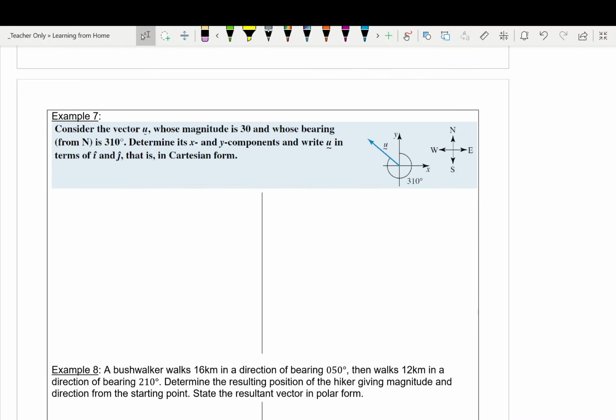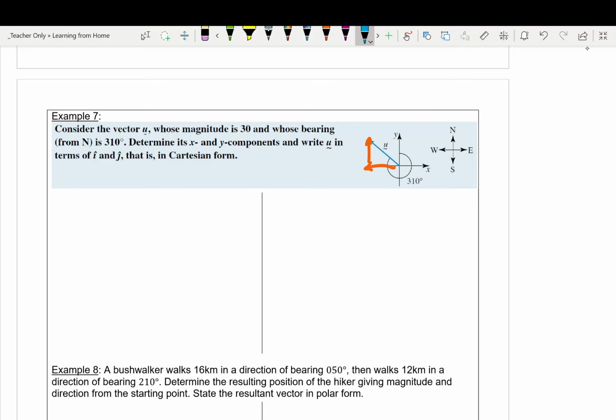So consider the vector u, whose magnitude is 30 and whose bearing from north is 310 degrees. Determine its x and y components and write u in terms of i and j, that is, Cartesian form. So if we were to split this into a triangle with its y component and its x component, we notice that x is going to the left. So already we know that our final solution for x should be negative. And our final solution for y is going up, so it should be positive.